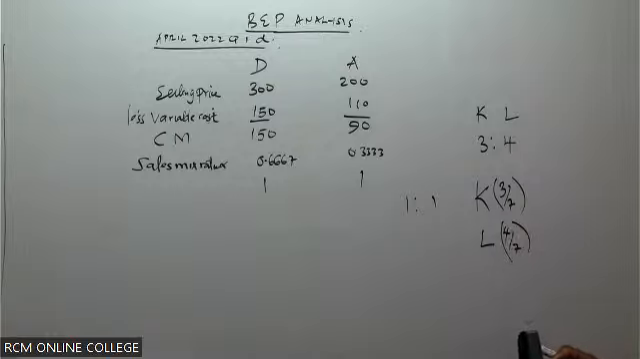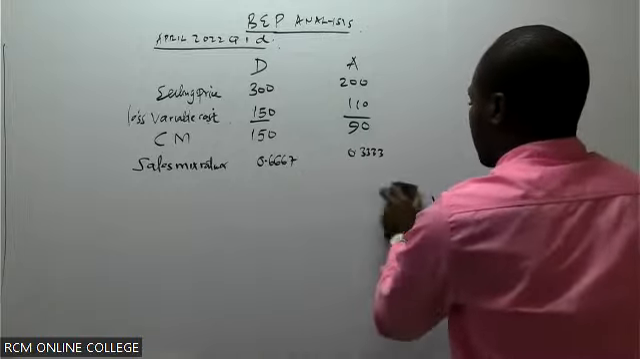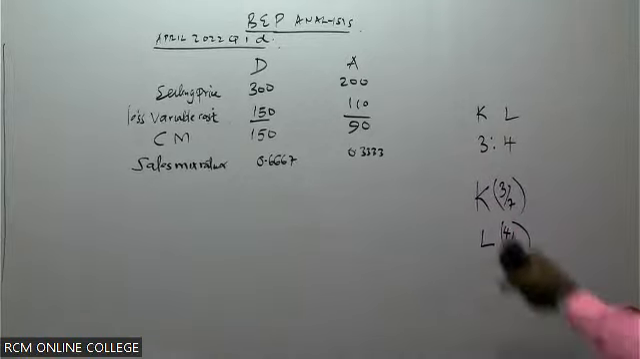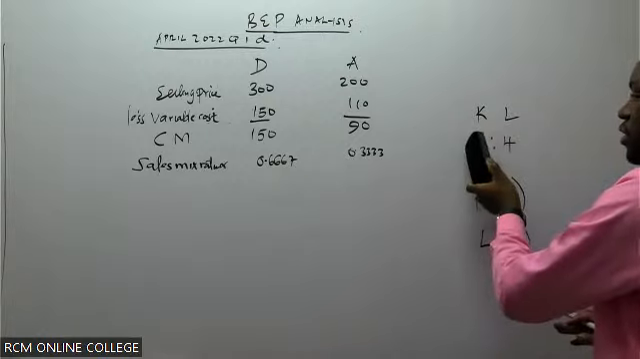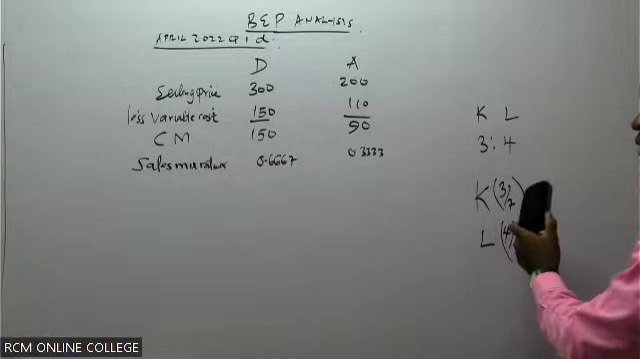Is that clear? Is that clear to somebody? Is it clear to somebody? 3 to 4 is not 3 and 4, but it is 3 over the total, which is 7, and it is 4 over the total, which is 7.